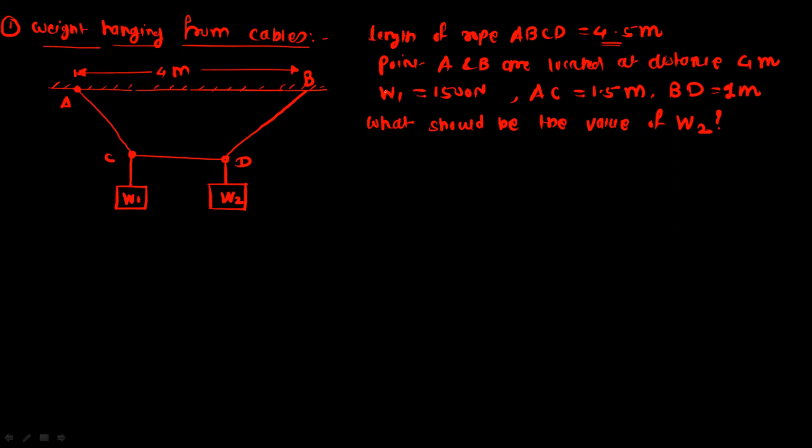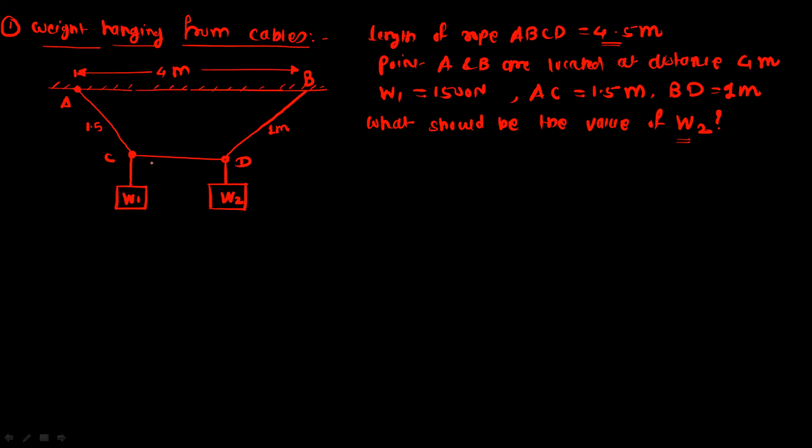Weight W1 is equal to 1500 Newton. Then AC is equal to 1.5 meter. BD is equal to 1 meter. Then the question is, what should be the value of the weight W2, so that the given equilibrium will be maintained?